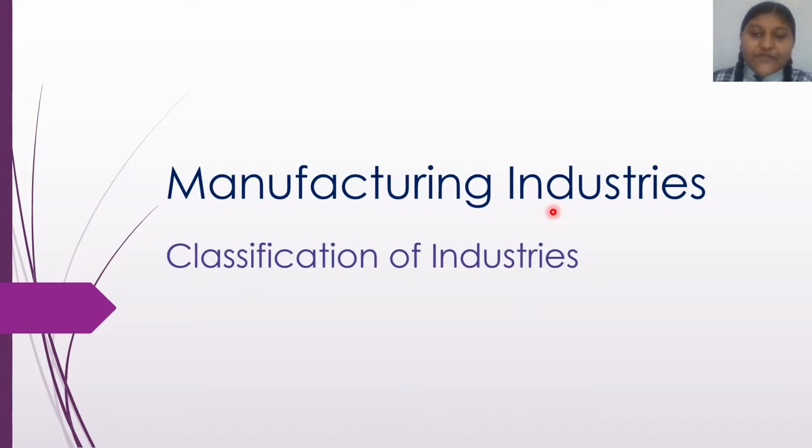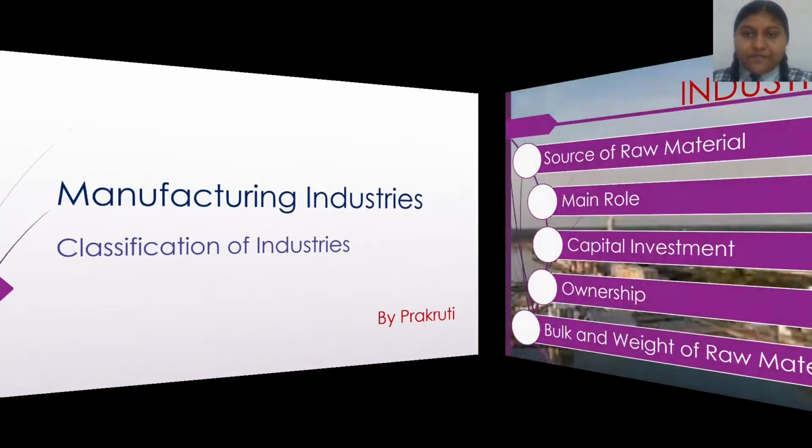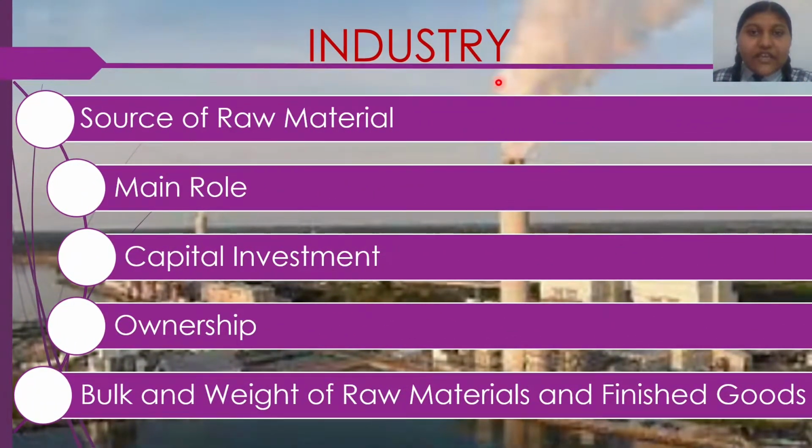Classification of industries. Good morning, myself Prakriti from class 10th D. Industries are classified on the basis of source of raw material, according to their main role, on the basis of capital investment, on the basis of ownership, and on the basis of bulk and weight of raw materials and finished goods.